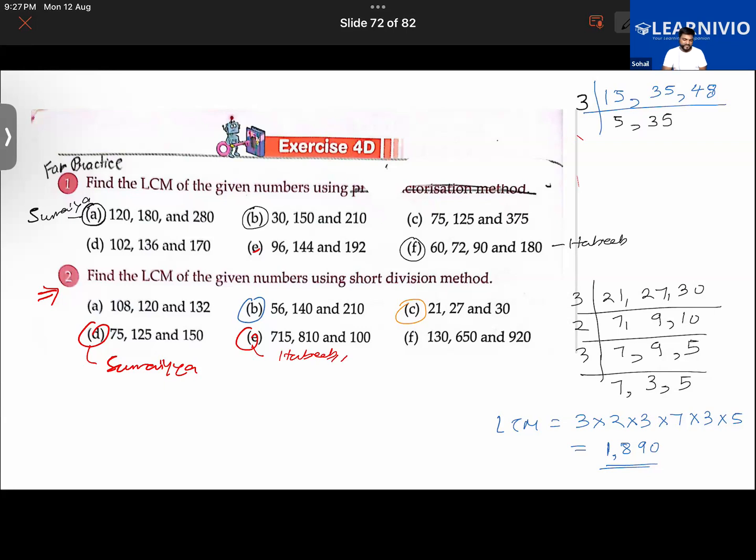This is the short division method of finding LCM. So you have to follow the method. 3 16s are 48, right? Got this now? So far, what we have done?